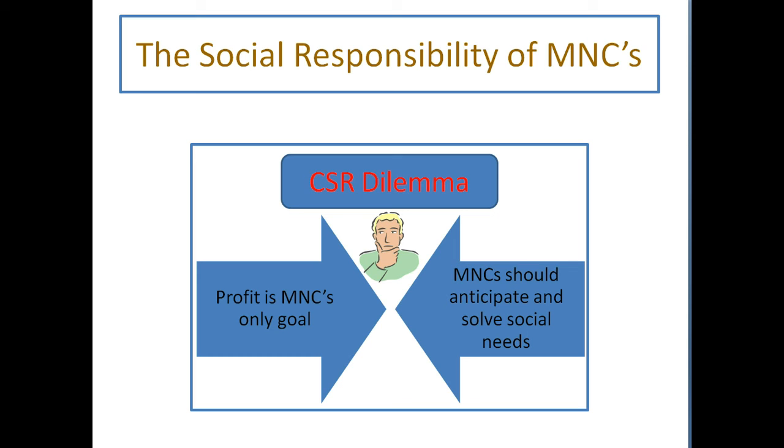The question is, though, how much should multinational organisations concern themselves with social and economic effects of their decisions? At one end of the extreme, the answer to this question is that multinational organisations are really only responsible for the profit to the bottom line of their organisation. However, at the other end of the extreme is the notion that multinational organisations should anticipate and solve social needs. Of course, firms can take a stance anywhere along those two extremes.